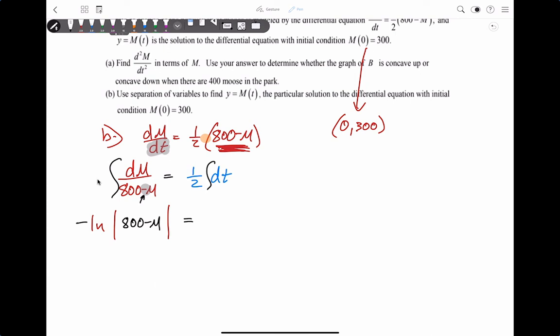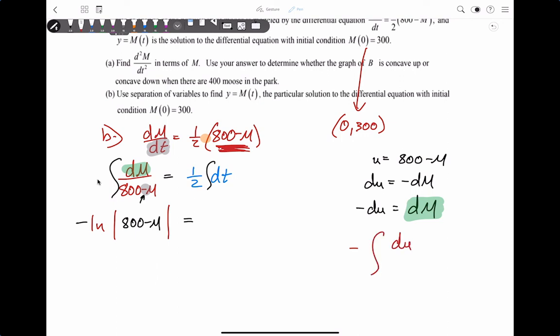Now, if you don't understand that, just go ahead and put u is 800 minus m, du is negative dm. So now negative du is going to go everywhere where you originally had a dm. So I originally had this, so the rewrite would be a negative du, okay? And then where it used to be 800 minus m, I would put u. Now you know that this piece is the natural log of the absolute value of u, but don't forget your negative out here.